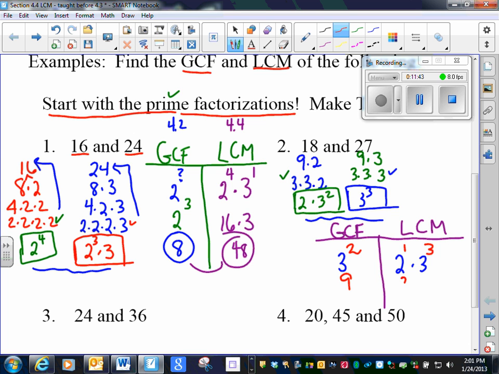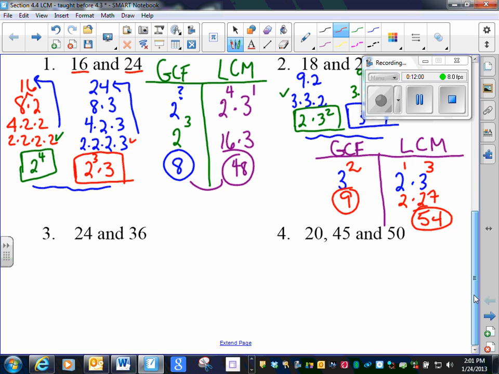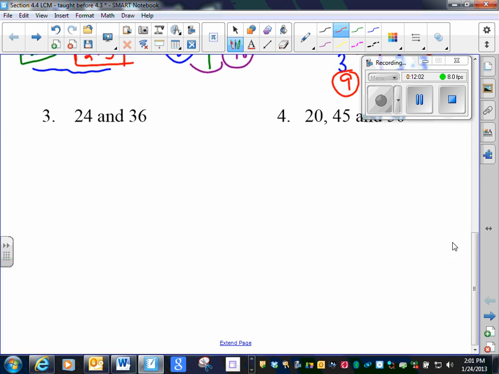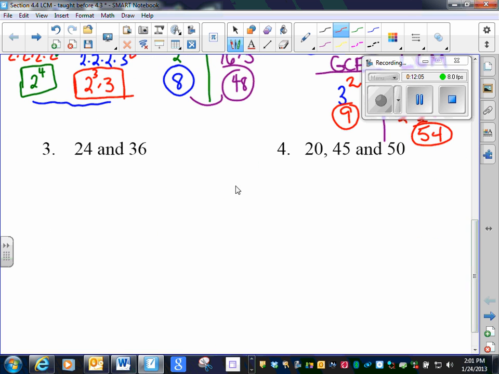Now I'm going to multiply it out. 2 times 3 cubed: 3 times 3 is 9, times 3 is 27, 2 times 27, and my LCM is 54, compared to my GCF of 9. You can see that the LCM is going to be bigger. I'm going to leave number 3 for you to try. I'm going to do number 4 quickly, and then we're going to get into some that have variables in them.